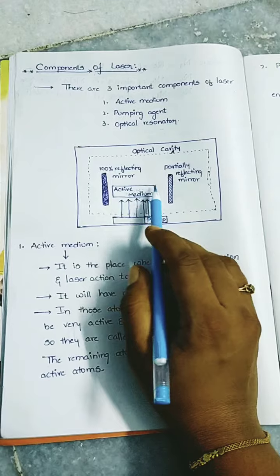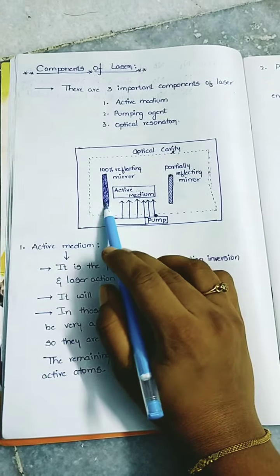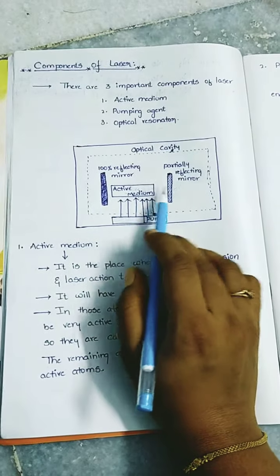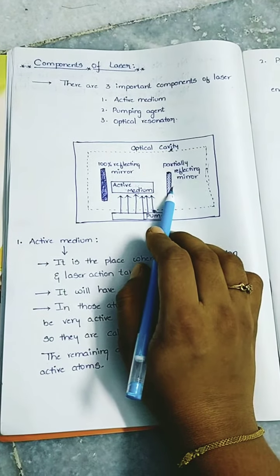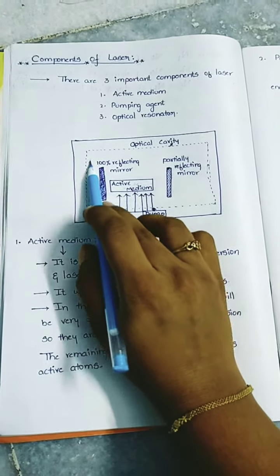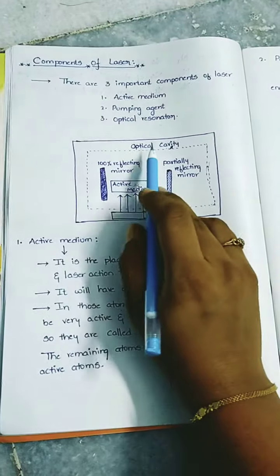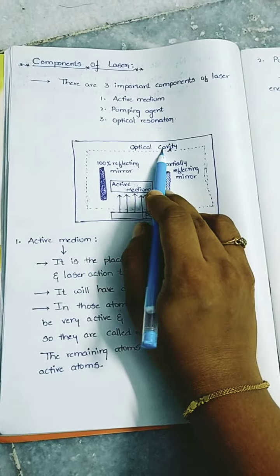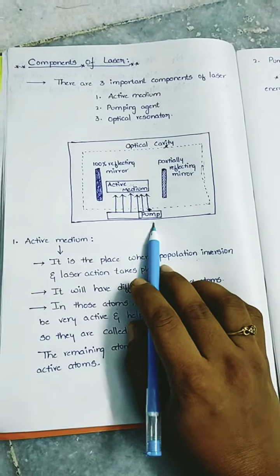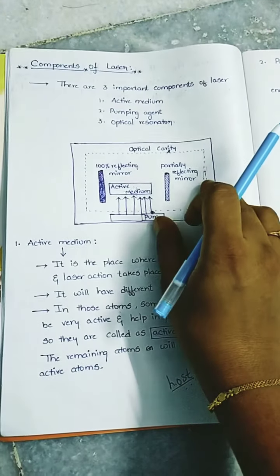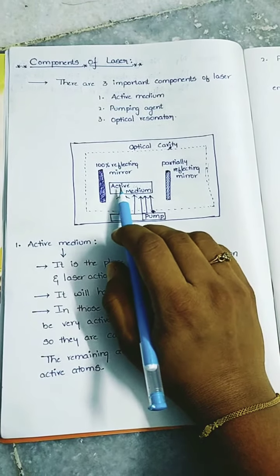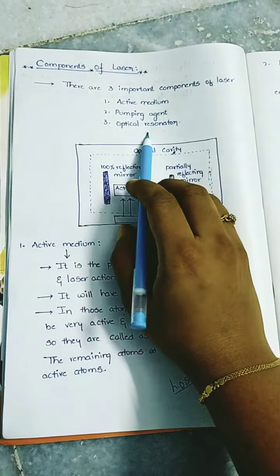Now this is your active medium, which is enclosed between two mirrors. One is a partially reflecting mirror and the other is a fully reflecting mirror. And this total area is known as optical cavity. This optical cavity is again surrounded by the pumping agent. This is all about the diagram. Now let us discuss in detail all these three components.